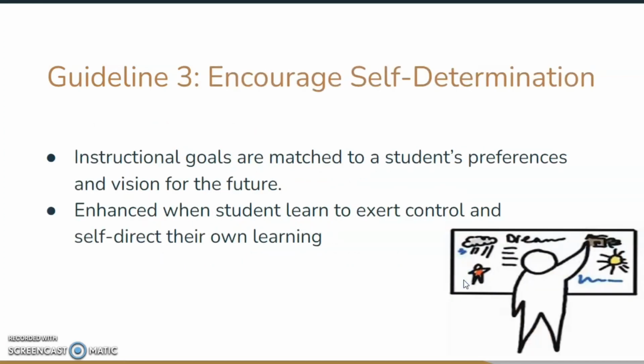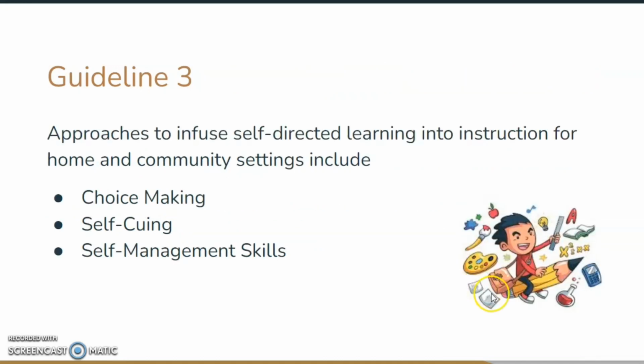Guideline 3. This is to encourage self-determination. Instructional goals are matched to a student's preference and vision for the future. They're enhanced when self-determination is enhanced, when the student learns to exert control and self-direct their own learning. Some approaches to infuse self-directed learning into instruction for home and community settings include choice making, self-cueing, and self-management skills. And we'll talk about those in the next few slides.